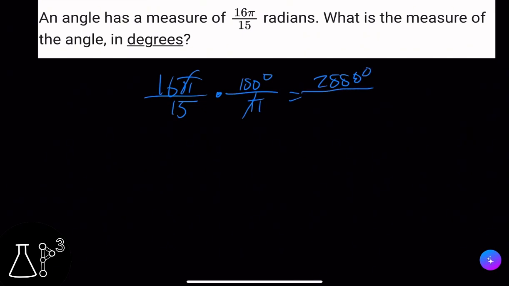And then we divide that by 15, and then we should get our answer. So 2,880 divided by 15, I'm going to get the angle measure that equals 192 degrees, and that is our answer. You see, less than a minute, and it's already solved.